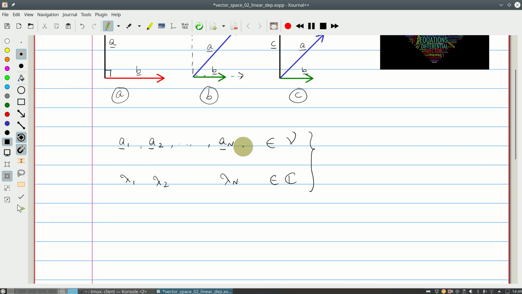Now we can make a linear combination of these vectors by multiplying each by a scalar and adding them up. So we have lambda 1 times A1 plus lambda 2 times A2 plus dot dot dot plus lambda n times AN. This combination of vectors is guaranteed to be a vector because of the axioms, and if you are unsure of this, go back and see which of the axioms should be used to assure us that this combination is a vector. So this belongs to our vector space, and this is called a linear combination.